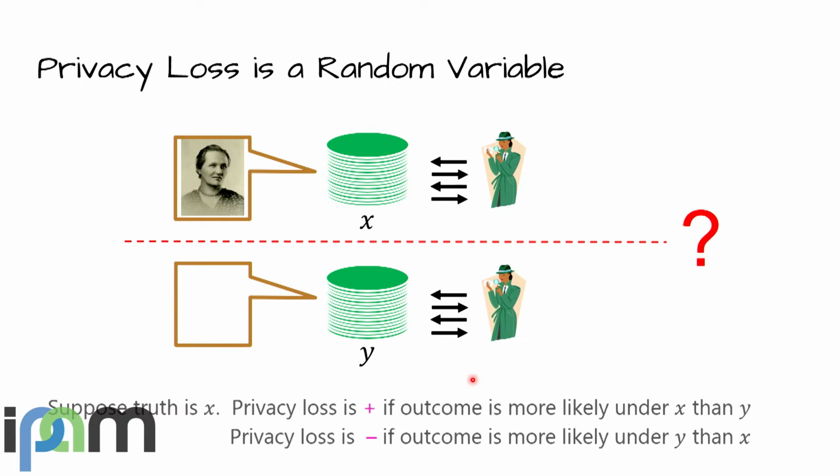But we might, with almost the same probability, not quite, we might get an outcome which happens to be more likely when the data set is Y. So that's almost like throwing the adversary off the scent of the truth. Oh, it's more likely that it's Y. So the privacy loss can be either positive in that first case or negative in the second case.